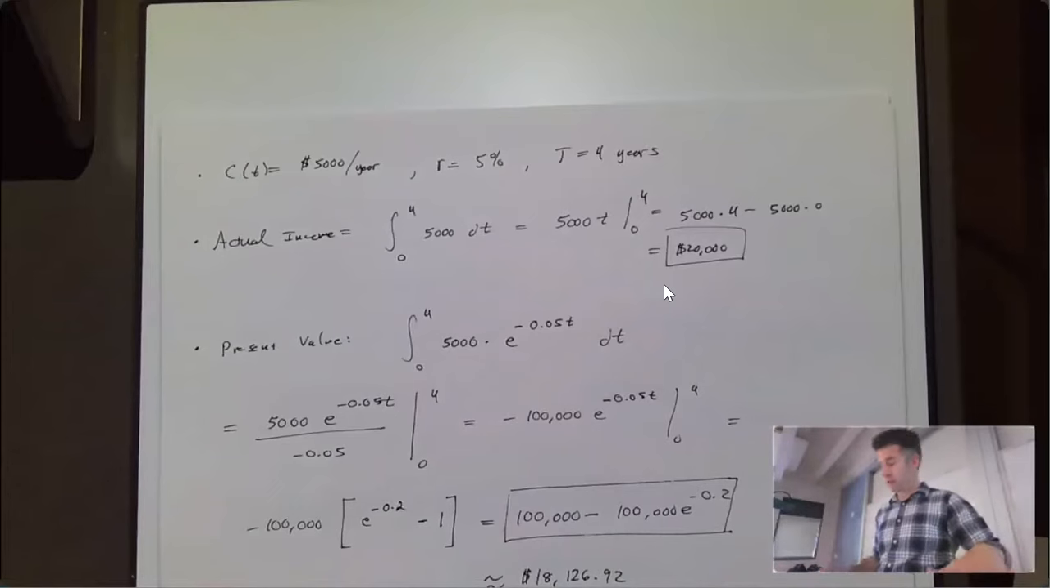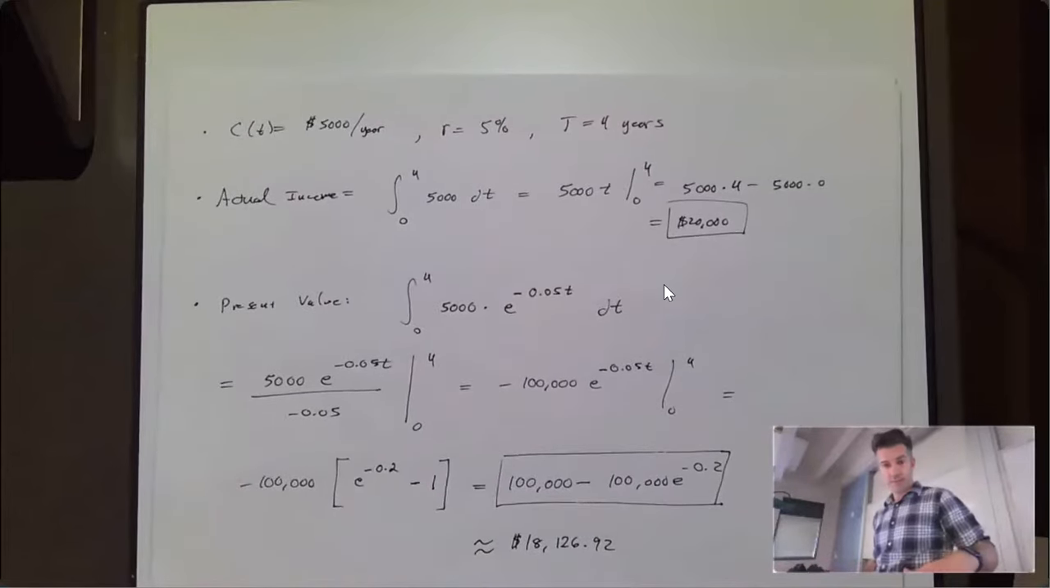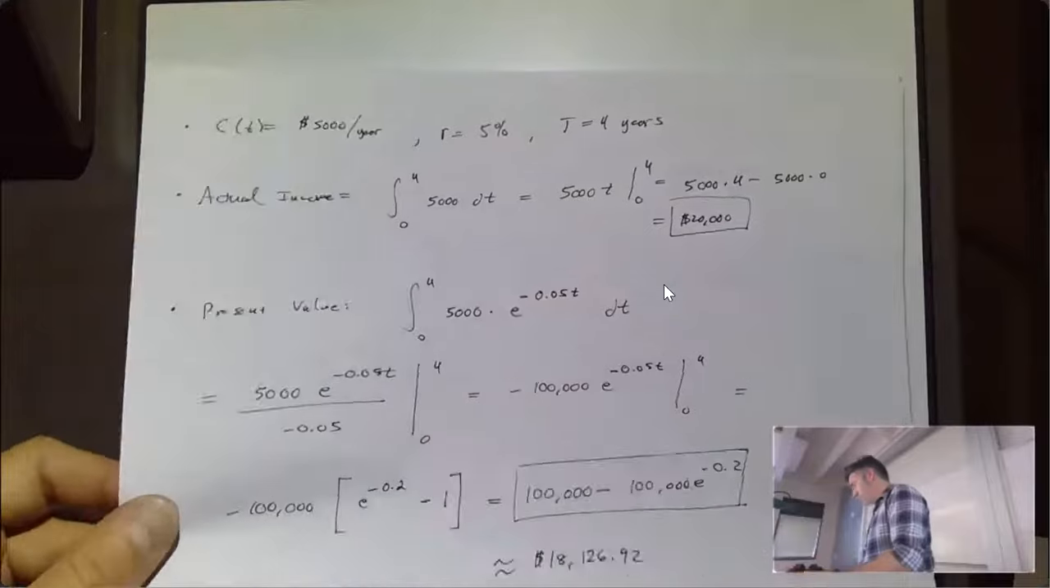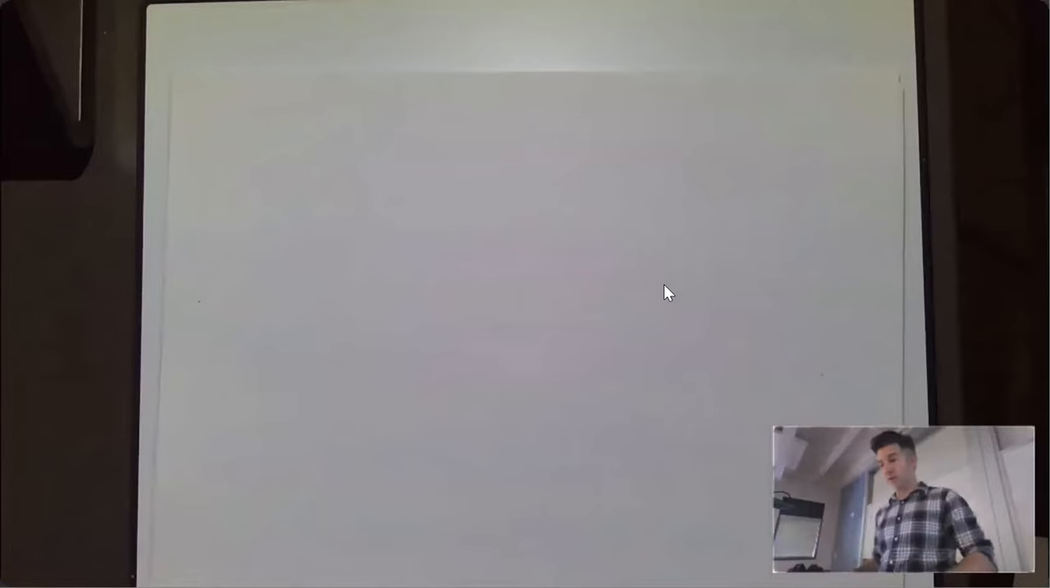Okay, let's look at a harder example. Unless there's any questions about this example. All right. So it's not terrible when the continuous income function is a constant. It's a little bit less nice when your income function depends on time.